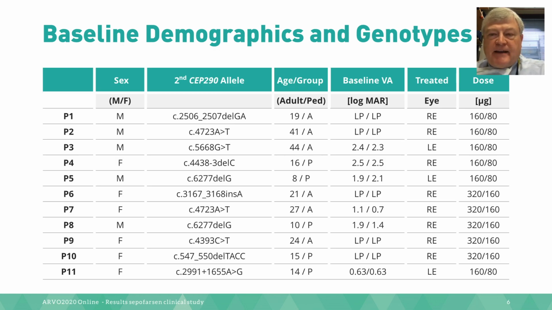At baseline, 5 subjects ages 15 through 41 had a visual acuity of light perception in both eyes. The best baseline visual acuity measured was 0.63 logmar, or about 20/80 Snellen equivalent, in a 14-year-old who was homozygous for P-cis998X. Overall, the 160/80 microgram cohort started with a better average logmar acuity. In the 320/160 cohort, there were more light perception patients.